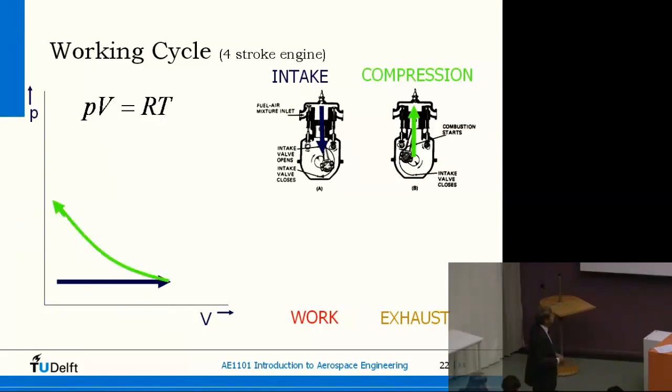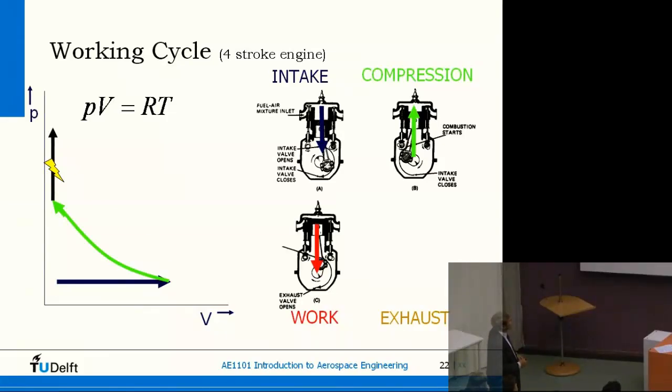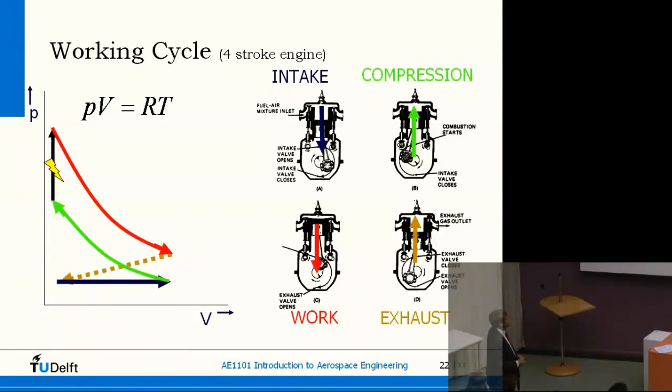So here, if we compare it with the mechanical properties, we get compression here. It's hard to see with the green. We get compression here. Here we burn, we get to a higher temperature. Then we get the work done, expanding it. The piston is moved. And then we get the exhaust, bringing us back to the original pressure or original temperature.